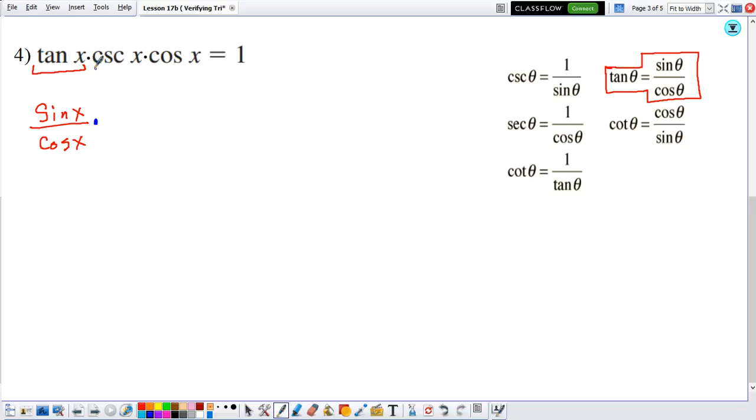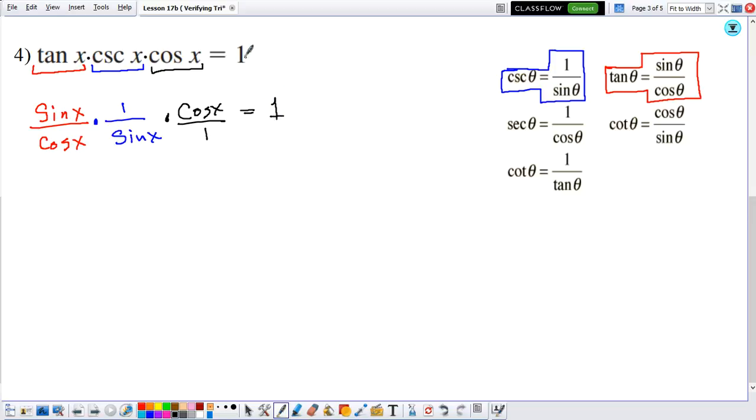Times cosecant. Cosecant, I can rewrite it as 1 over sine. And cosine, well, it's just cosine, so we're okay. Let's just do cosine over 1, if that helps. The right side, we don't change it at all. So see if anything cancels out.